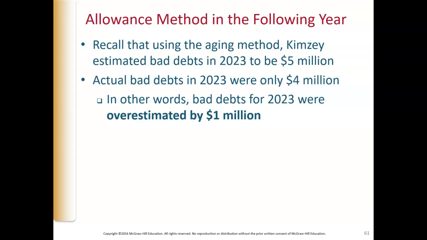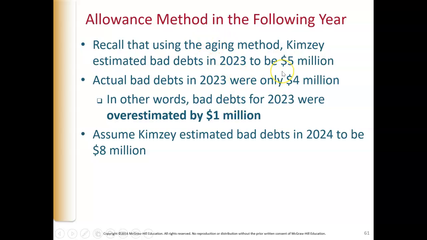So if we thought they were going to be $5 million, but they really were only $4 million, in the next year we overestimated it by $1 million, didn't we? We had $1 million more of bad debt expense than we should have. So it's in the next year we're going to fix it. Okay?